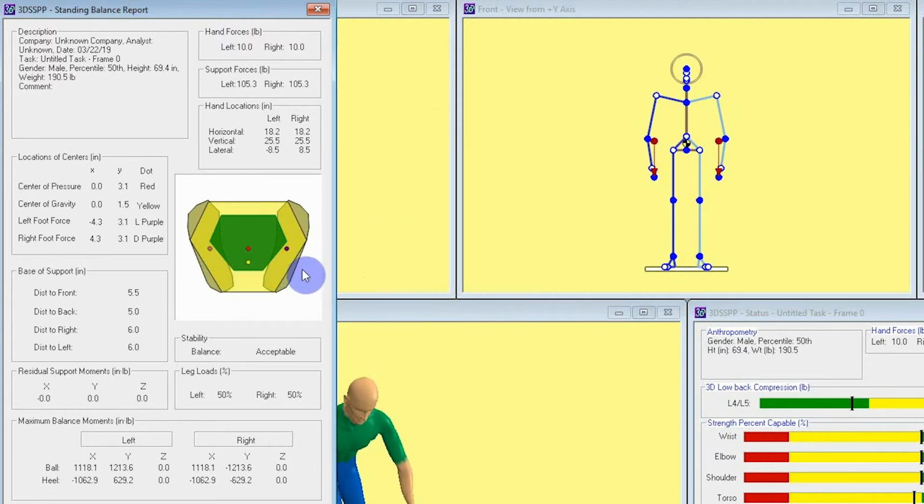To reiterate, the red dot is the center of pressure, which covers all external loads and body segment masses. And again, balance in 3DSSPP is achieved by keeping this red dot within the basis of support defined by our avatar's feet. The yellow dot that you can see here is the body center of mass. This dot is not going to include things like hand and other external forces. The purple dots are the center of pressure for each foot.